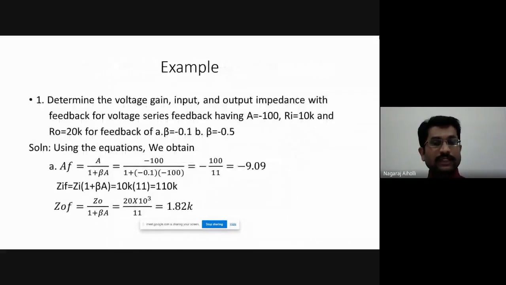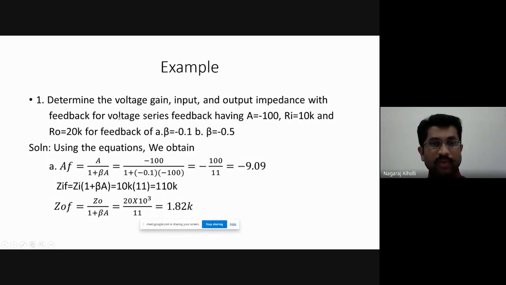We'll proceed with an example on voltage series feedback amplifier. Note down this example. Determine the voltage gain, input and output impedance with feedback for voltage series feedback having A equal to minus 100, Ri equal to 10K and R0 equal to 20K, for feedback of first one beta is minus 0.1 and second beta is minus 0.5. The question is like this: determine the voltage gain with feedback Af, input impedance Zif, and output impedance Z0f.